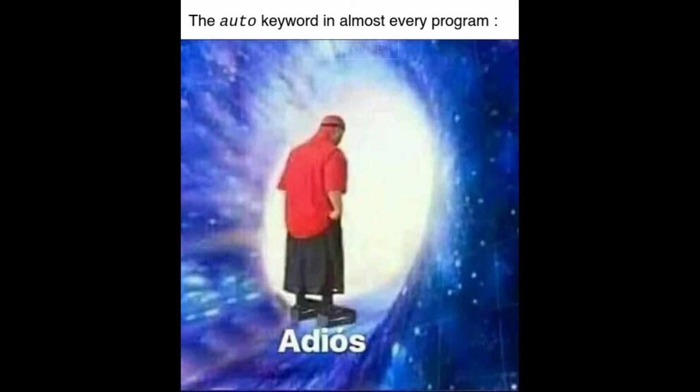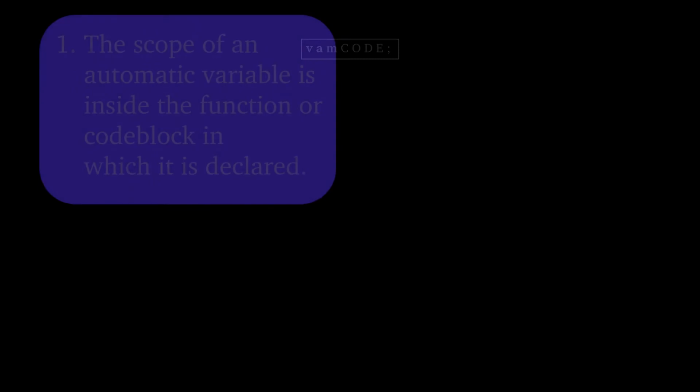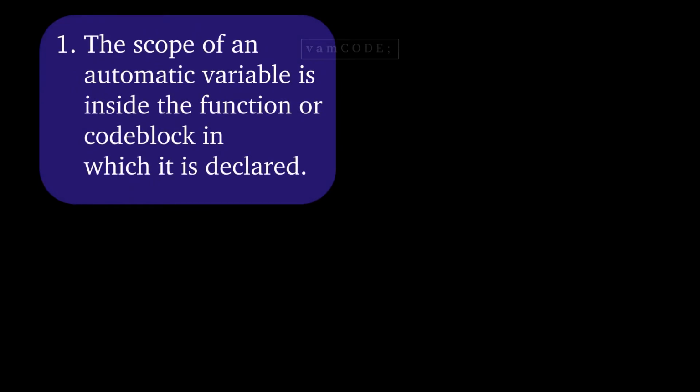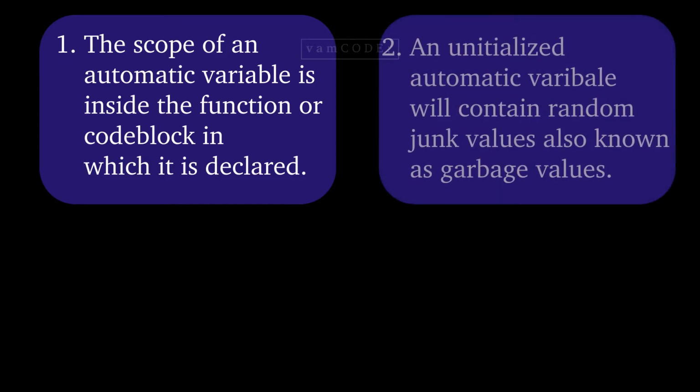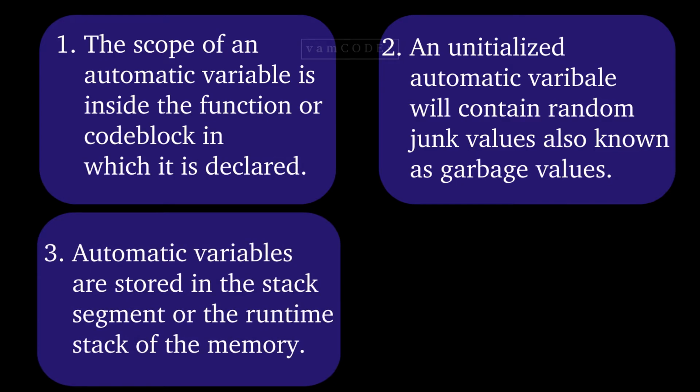Let's look at a few properties of automatic variables. First, the scope of an automatic variable is inside the function or code block in which it is declared. You can't use it anywhere else in the program other than in the code block where it was declared initially. Second, an uninitialized automatic variable will contain random junk values, also known as garbage values. Third, automatic variables are stored in the stack segment of the memory or the runtime stack. They only exist as long as the code block they are in exists.